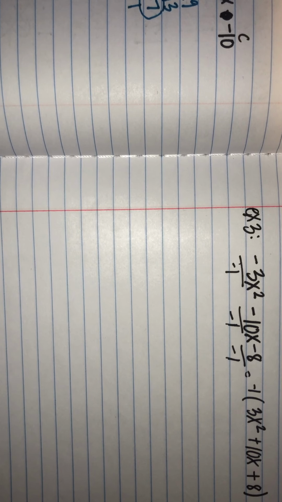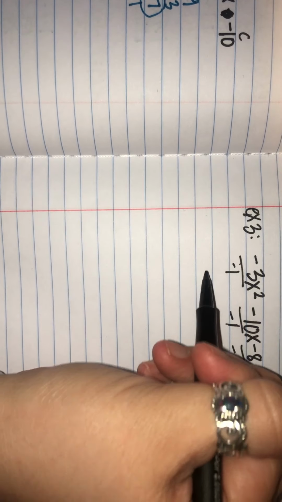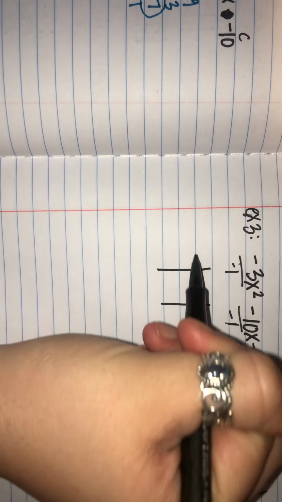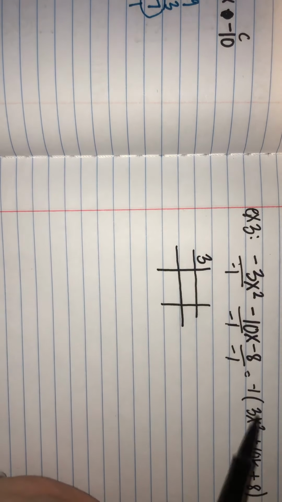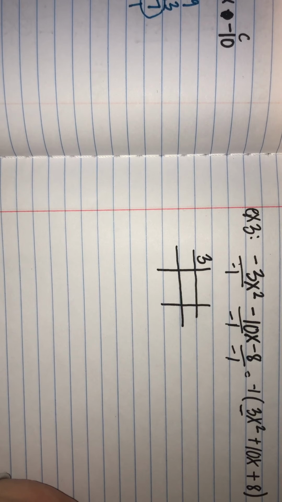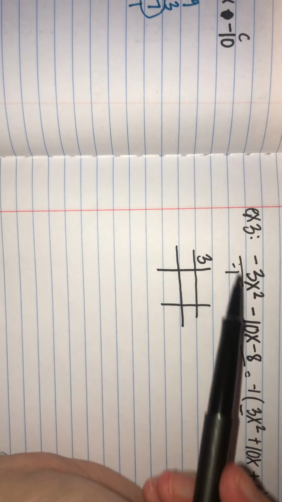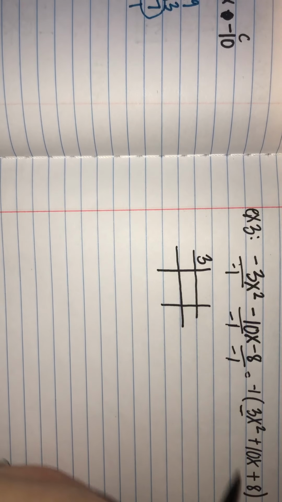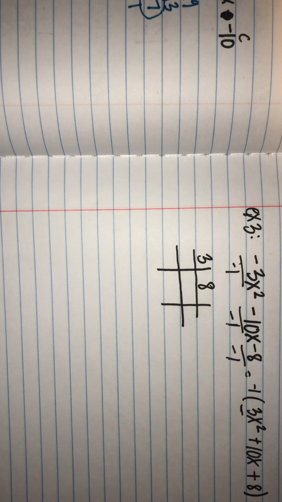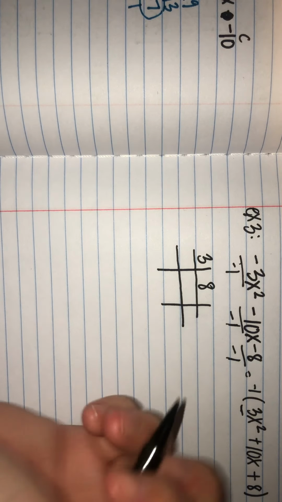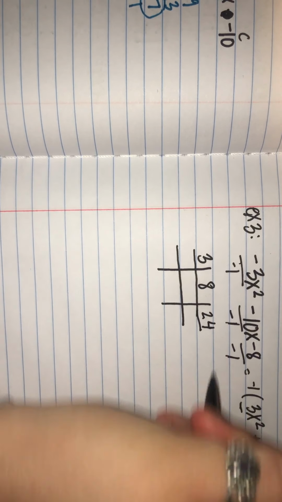So what is my next step? I need to put this in tic-tac-toe, where A is positive 3. Remember, this needs to be a positive number. So if it's negative, you're going to have to divide by a negative. Then I put C, then I multiply them. 3 times 8 is what? 24.